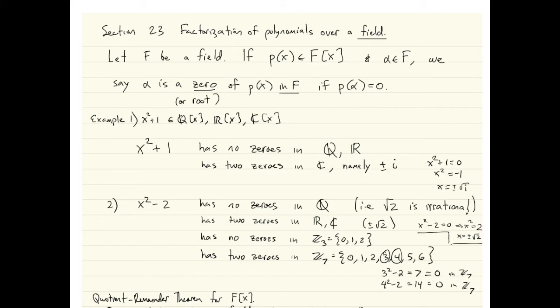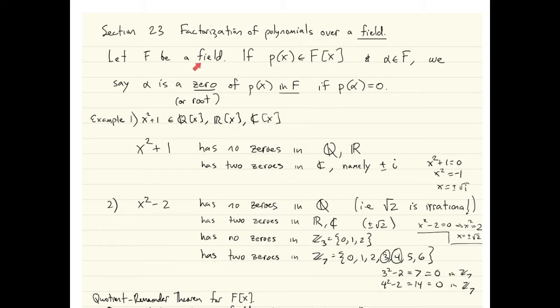In this video, we're going to talk about the factorization of polynomials over a field. By the term "over a field," I mean that the polynomials have coefficients in the field, and it's very important in this section that we're working over a field, not a ring. Examples of fields are the rational numbers, the real numbers, the complex numbers. An example of something that's a ring but not a field is the ring of integers.